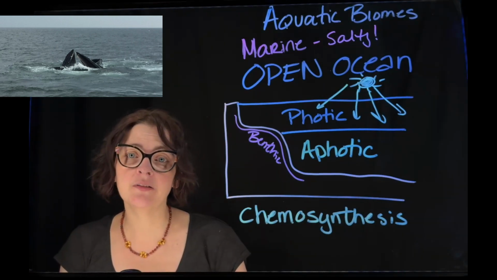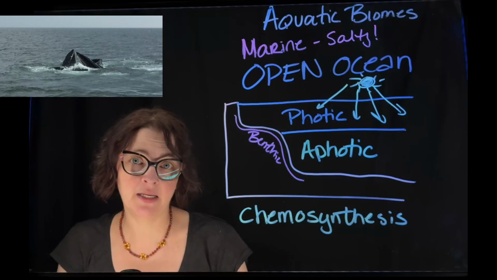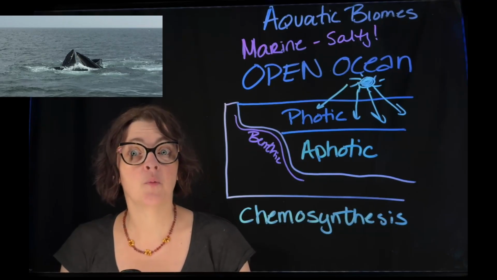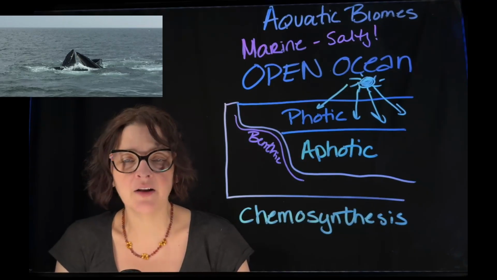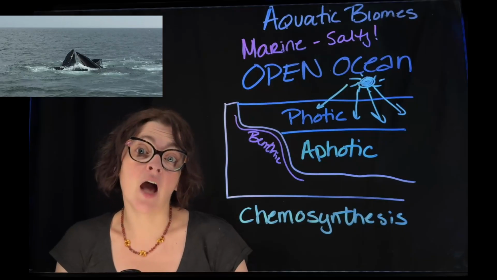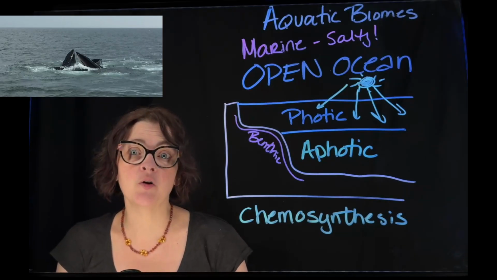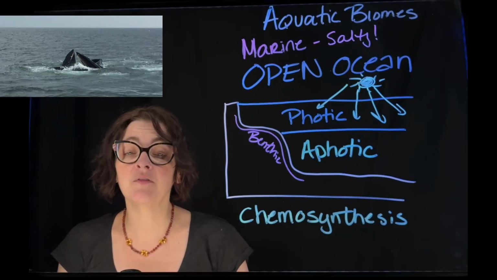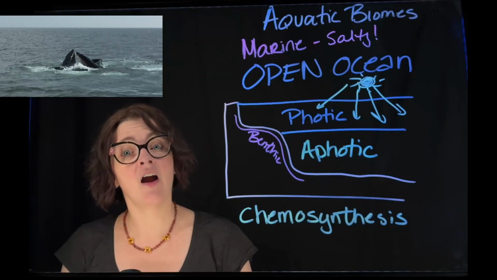In the open ocean is where most of our oxygen on the planet comes from because there is so much open ocean and there's a lot of phytoplankton that live in this open ocean collecting sunshine and doing photosynthesis. This is where most of our oxygen comes from.